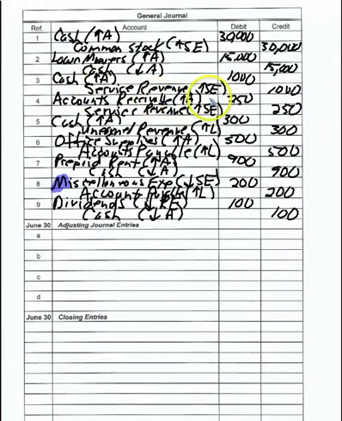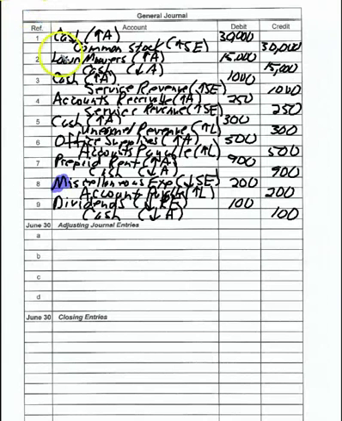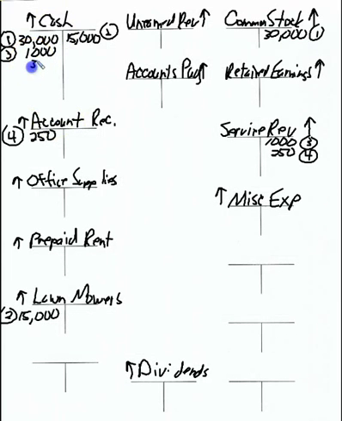Number 4, we debit accounts receivable, credit service revenue, $250. So we debit accounts receivable and credit service revenue, $250. Whoops, went the wrong way. Number 5, we debit cash, credit unearned revenue, $300. So we debit cash and credit unearned revenue, $300. So again, I got a debit and a credit.